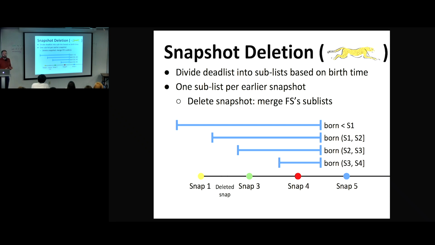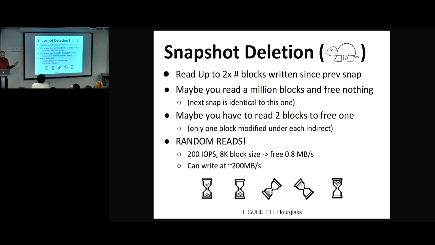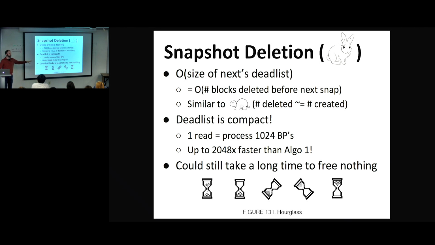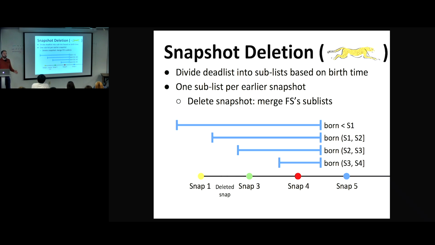Okay, so now we get on, and I should mention this first algorithm, we never implemented that. It's too horrible. This bunny algorithm was the state of the art until 2010 when we implemented the Cheetah algorithm. This is an extension of the previous algorithm. We're still using dead lists, but we divide the dead list into sublists based on the birth times. So we have one sublist per earlier snapshot.